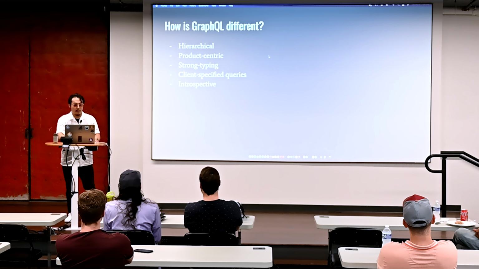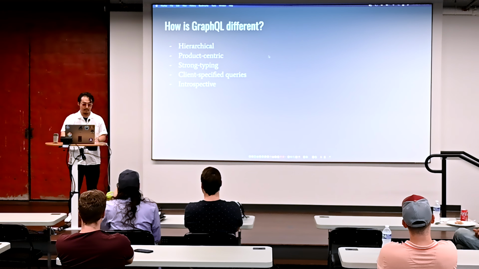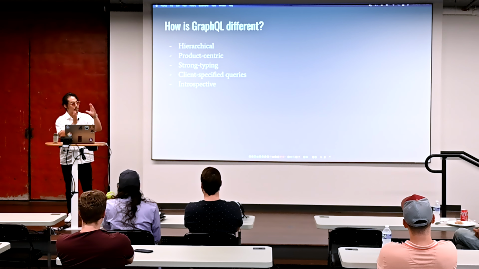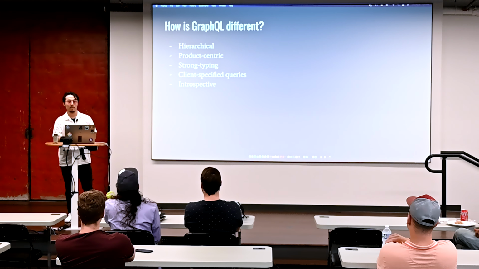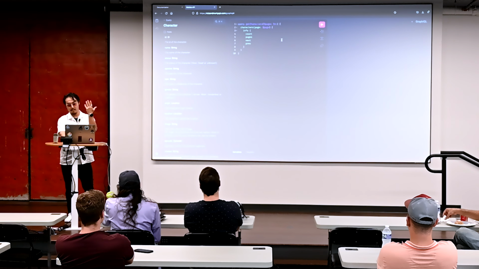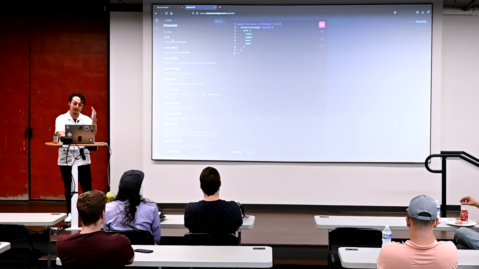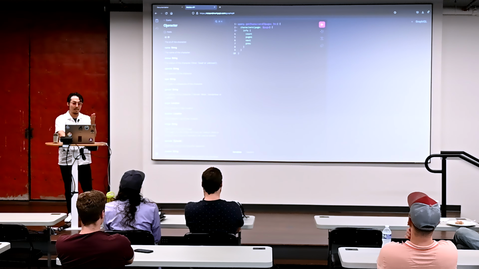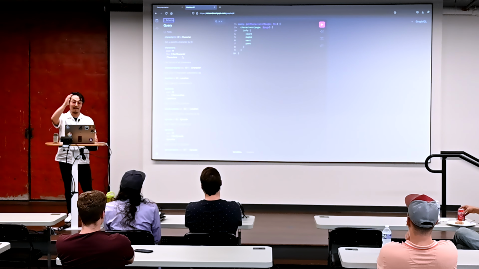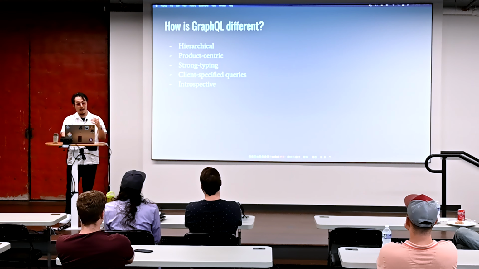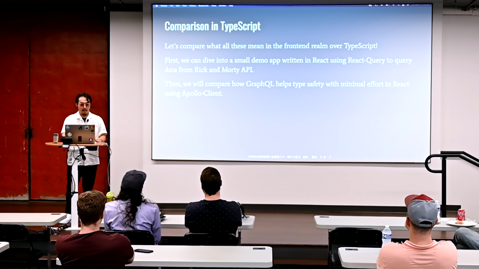It is also introspective. What that means is that it gives you an interface where you can check the definition of the schema. So this is an example of introspection. You can check the types. You can query the introspection schema so you can see what the schema definition is without interacting with the GraphQL in code. So that's how GraphQL is different from REST API.